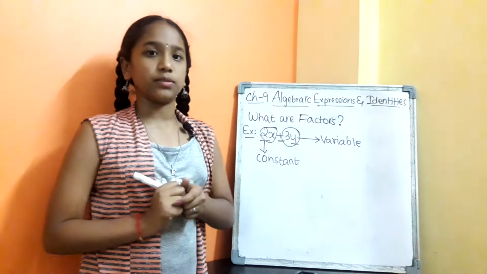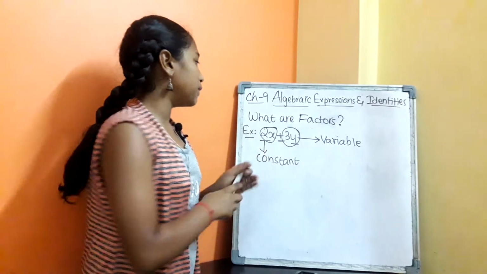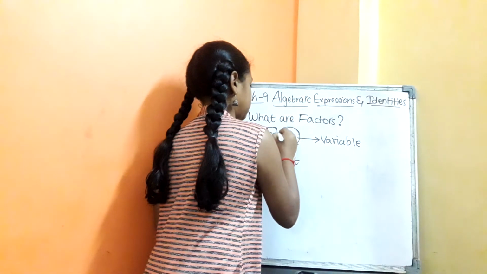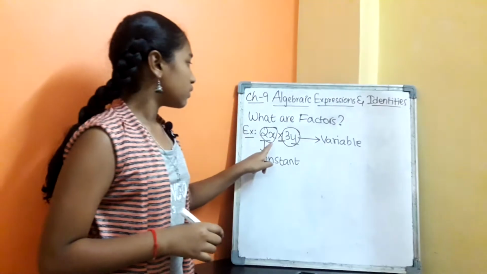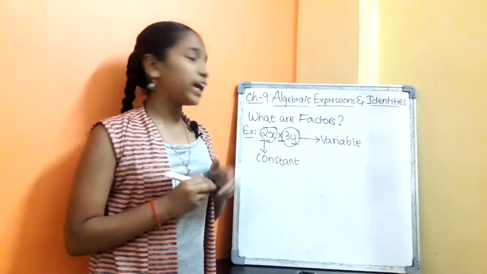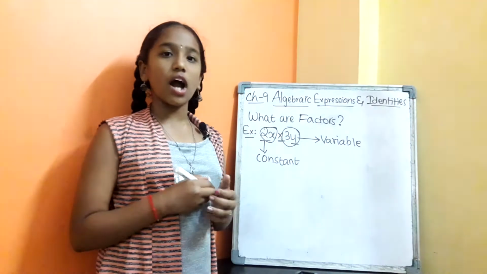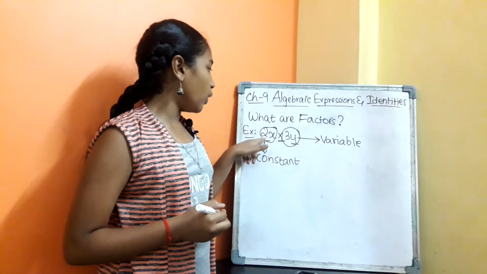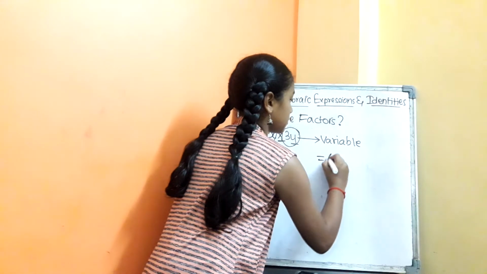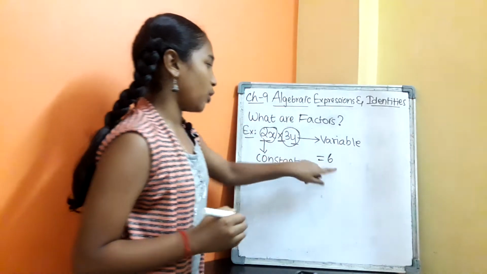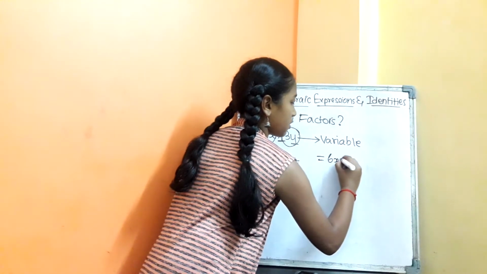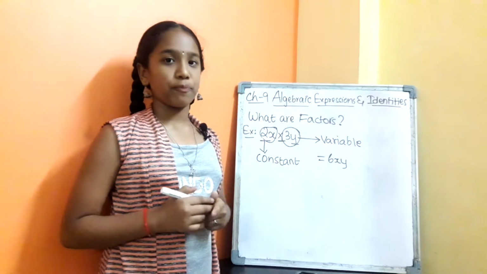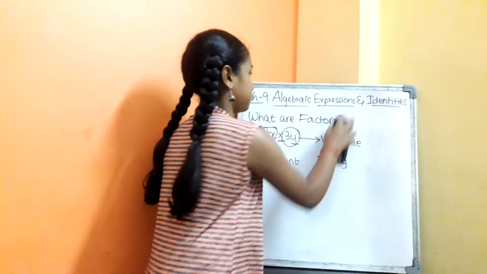Okay. Now let's see what are factors. Let's take another example. Let's change the numerical symbol, that is into. Now the product of these two terms is called factors. For suppose when you take 2x into 3y, 2 into 3 is equal to 6 and x and y you have to write the same. So the factor is 6xy. Let's see what are coefficients.